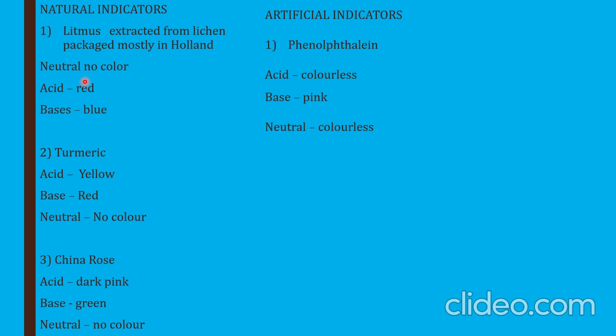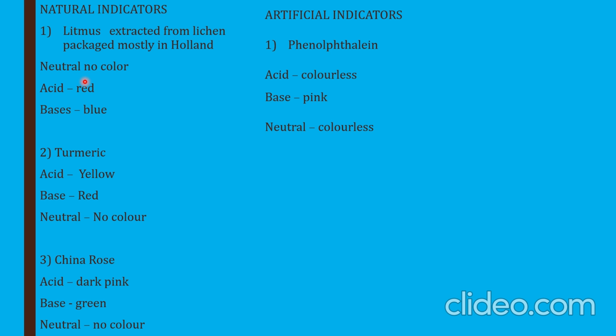Next, turmeric. Turmeric in acid, it changes into yellow. In neutral, it's no color. Now base changes into an interesting red. Now turmeric is basically yellow in color. So in acid, we won't find a major difference, but in base it completely turns into a very dark red.